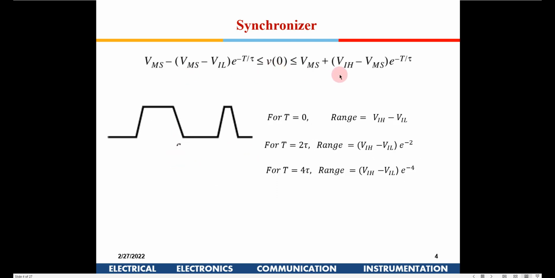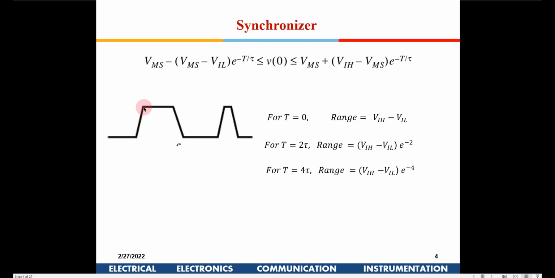So that is what this equation represents, right? If you take t equal to 0, this V_MS gets cancelled, so you have the range of VIH minus VIL. When I am using a synchronizer, what is the input voltage range which will cause an issue, if I am waiting for 2 tau times? And what is this tau? Tau is the time constant of this input voltage rise.